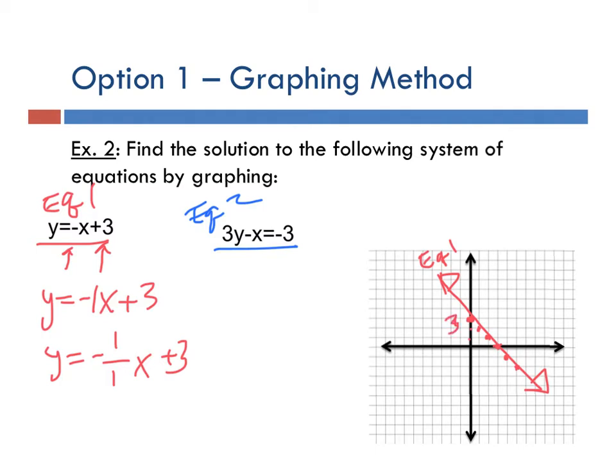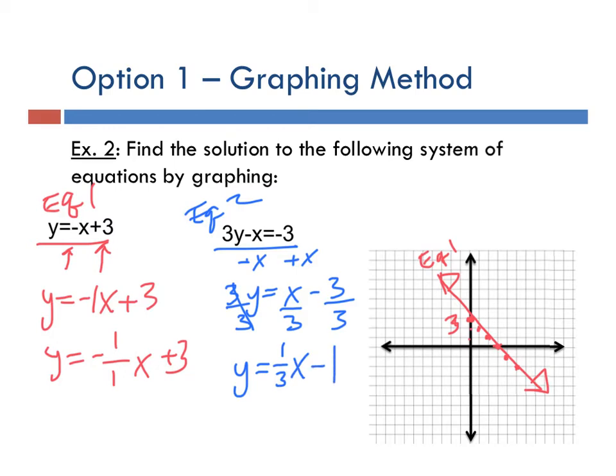So now for this one, we need to get y by itself. So the first thing we should do is get x over. Plus x, so you get 3y equals x minus 3. Now what can you do? There's something in the way in order to get y by itself. You divide it by 3. Divide everything by 3, so you get y equals 1 over 3x minus 1.